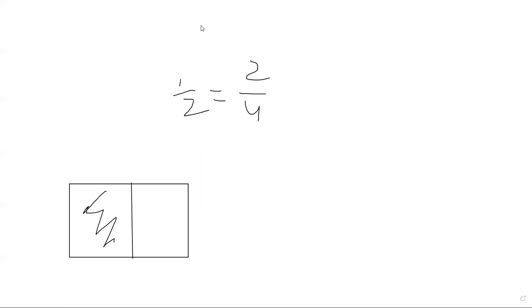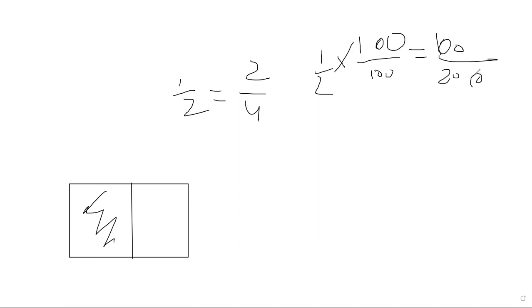Okay, so as you can see, 1 by 2 can be 2 by 4, 3 by 6, 4 by 8. You can multiply it by as many numbers as you want, like 100 by 100. 100 by 200 is the same. Okay, so now how to find if these both are equivalent?